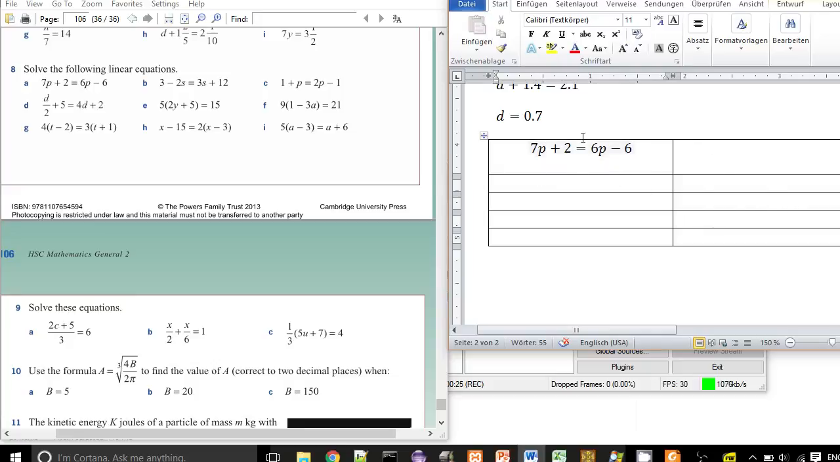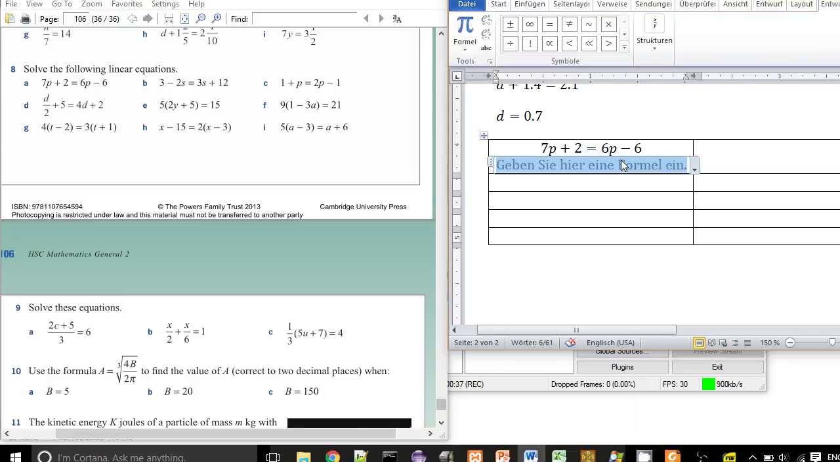I like to look at the p's. We've got 7p on the left and 6p on the right. So it's better to move the p's on this side. So I need to minus 6p to get rid of that. So we can do that. 7p take away 6p is just p. And at the same time, I can even just do plus 2 equals minus 6.